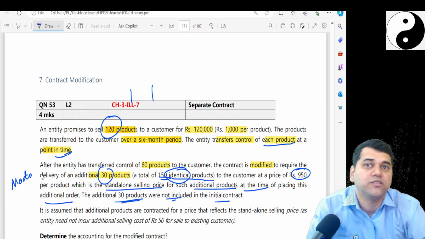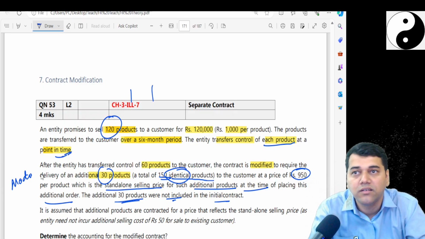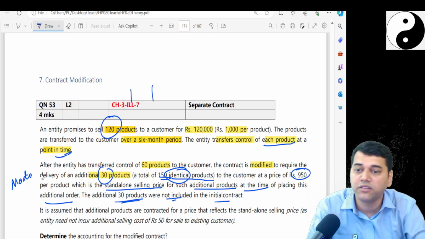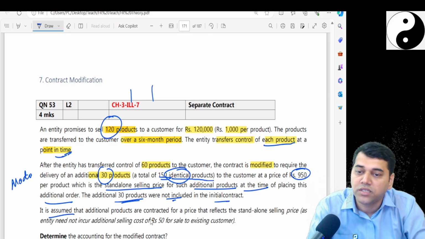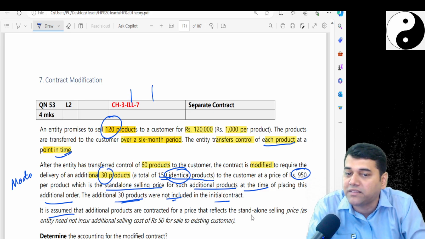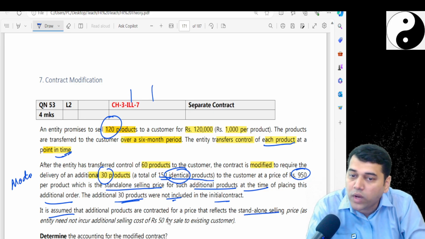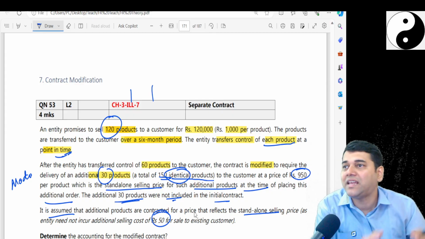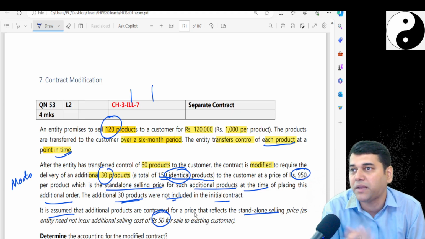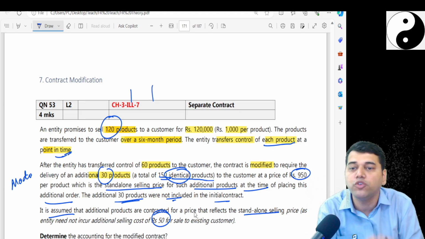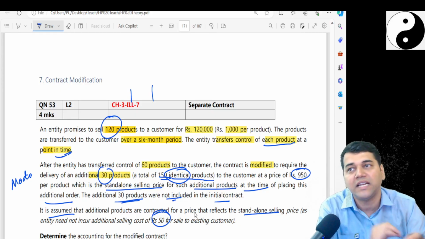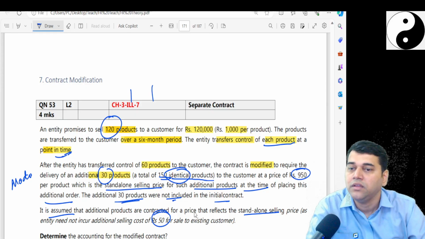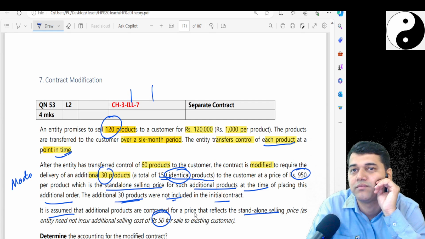But in the given case, the original contract never had 30. Later it was amended. Now it is assumed that the original products are contracted at a price that reflects the SSP. Why was this 50 rupees given? Because since it is a subsequent contract, selling and distribution costs were not incurred by the supplier. That is why the supplier agreed to give the customer at 950 rupees. Now how has this contract to be accounted?